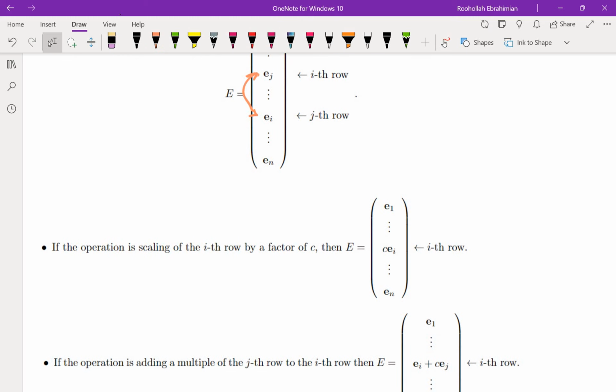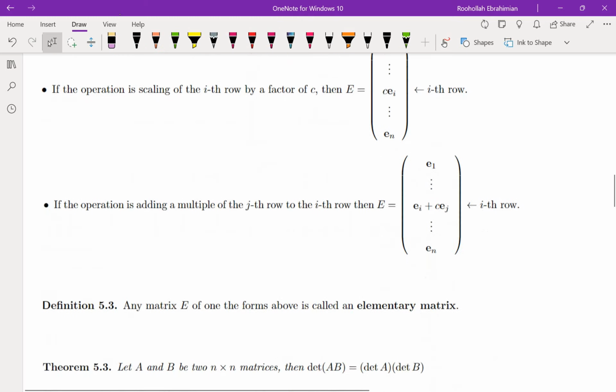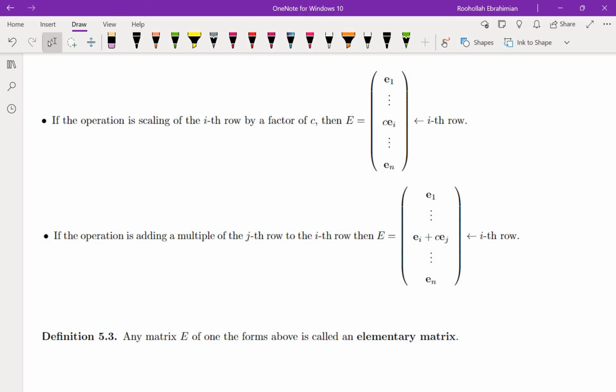This is one type of elementary matrix. The second type corresponds to row scaling. If the operation is scaling the ith row by a factor of c, then E is E1 through En, except that the ith row must be multiplied by c. So again, this is almost an identity matrix with one change, with the ith row multiplied by c.